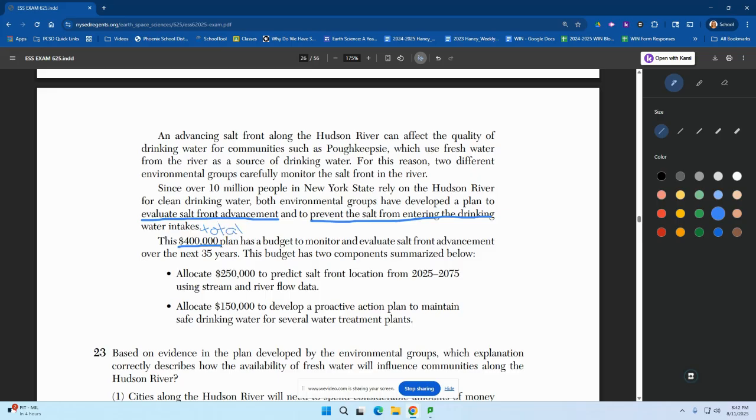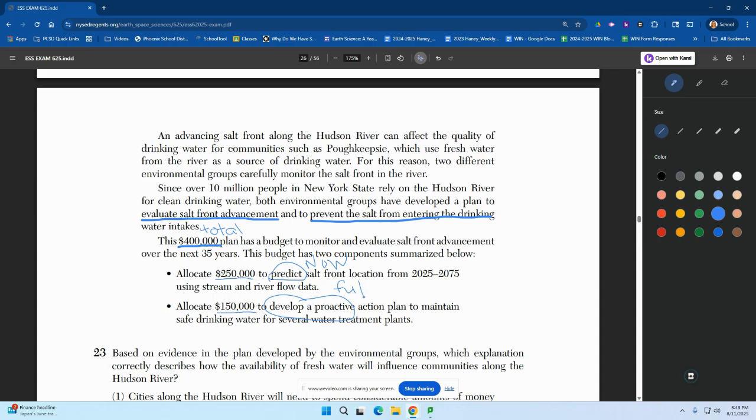And they're telling us here how it has been allocated or split up, okay? So they allocated $250,000 to predict salt front location. So this is to make observations, collect data, $250,000. So that's kind of for the current, like what's happening right now. Then they've allocated $150,000 to develop a proactive plan. So this is the now, and this is the future.